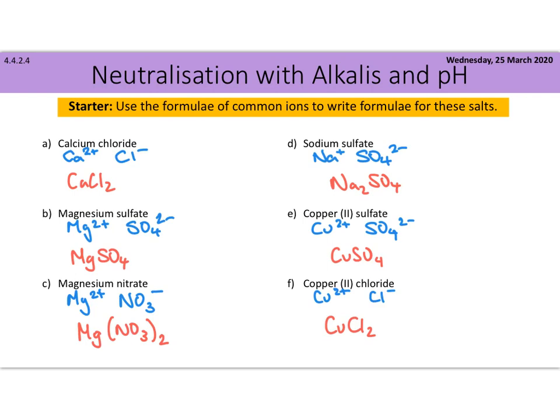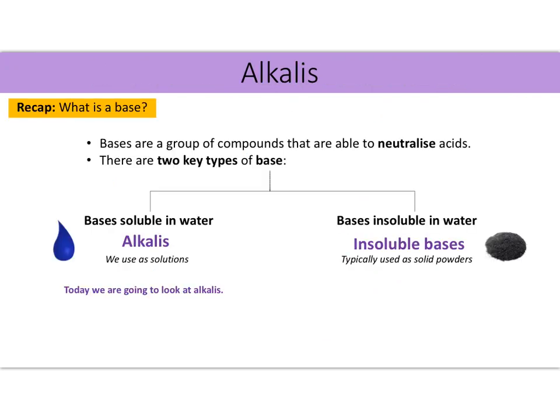We need 2 sodium ions for every 1 sulfate ion to have an overall charge of 0. It's a 1-to-1 ratio of copper and sulfate in our copper 2 sulfate, sorry. And we need 2 chloride ions, 2 1 minus ions, to cancel out the 2 plus copper ion in copper chloride, so it's CuCl2. So we're going to look a little bit more closely at alkalis.